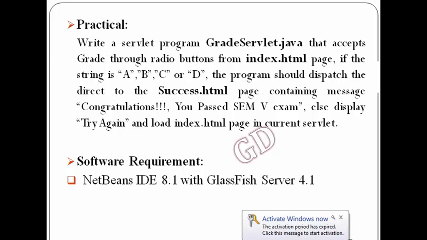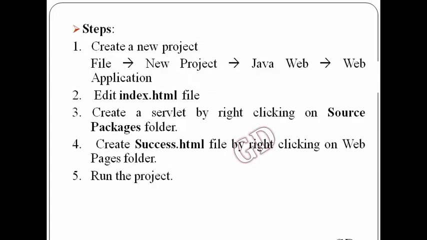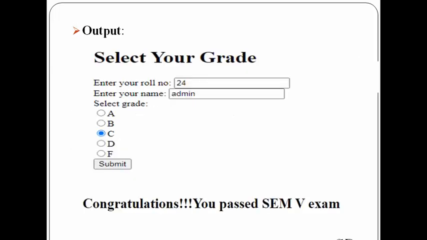So for creating this web application, I'll be using the software that is NetBeans IDE 8.1 with Glassfish Server 4.1. These are the steps for creating this web application. First of all, I'll be creating a new project. Then I need to edit index.html file. Then I need to create a servlet file. So in this application, as we will be forwarding the request to the new HTML page, I'll be creating one more HTML file and the name of that file will be success.html. Then finally I can run the project.